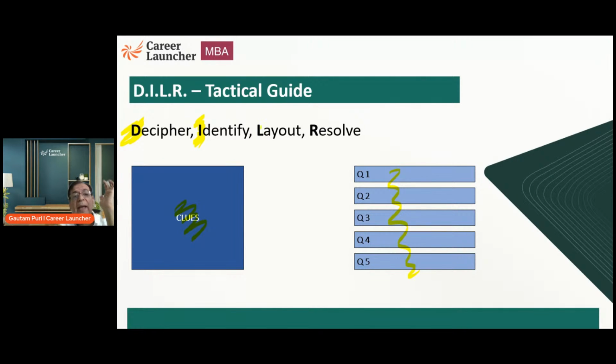Third step is the layout. Now you look at tabulating the data and then you look at solving the questions. So it is DILR: decipher the information given to you, identify the information given in the questions and the choices, create your table or a layout or tabulate the data based on the requirement of the questions. So tabulation has to be done looking at the question, not otherwise, and then you keep solving the question.